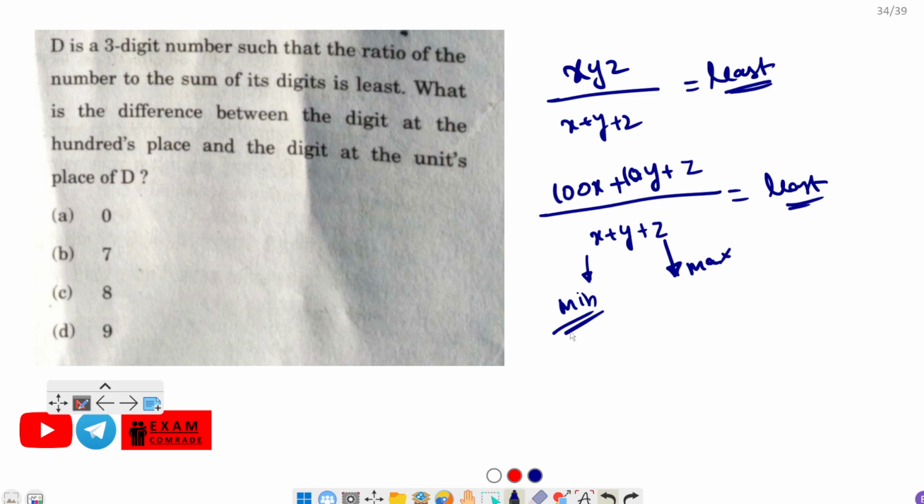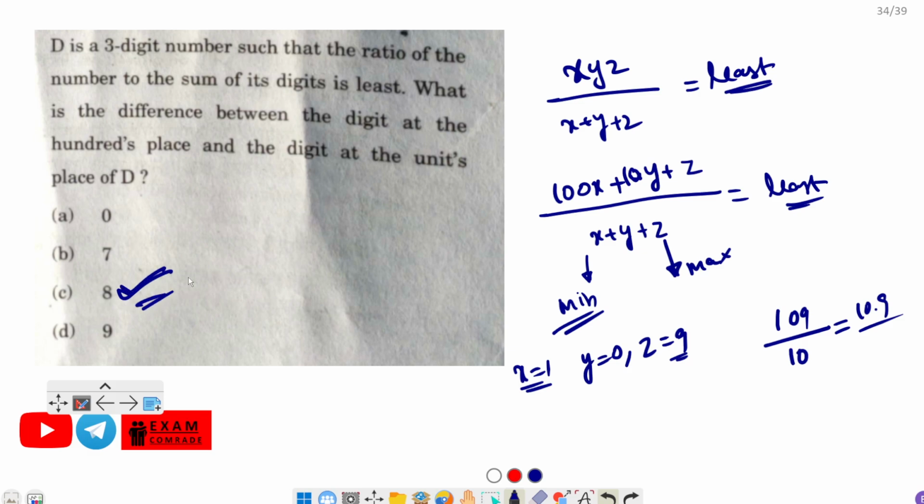So we will take x is equal to 1, y is equal to 0, z is equal to 9. So the answer will be 109 divided by 10. 1 plus 9, that is 10, 10.9. What is asked is the difference between the digit at the hundredth place and the digit at the units place. Difference between 9 and 1 is 8. So answer is C, 8.